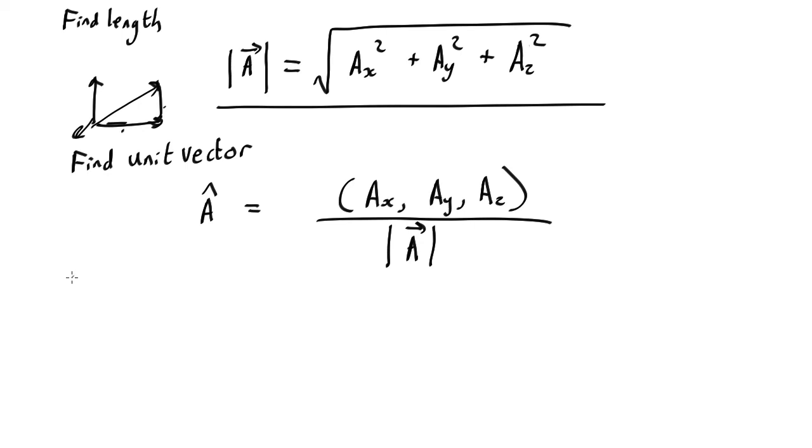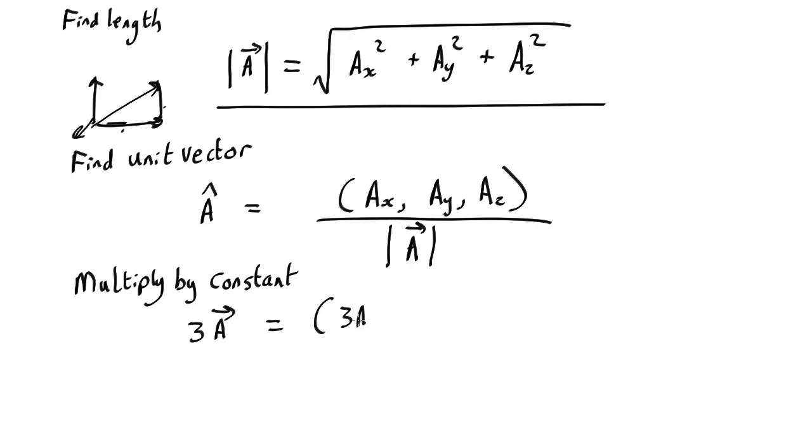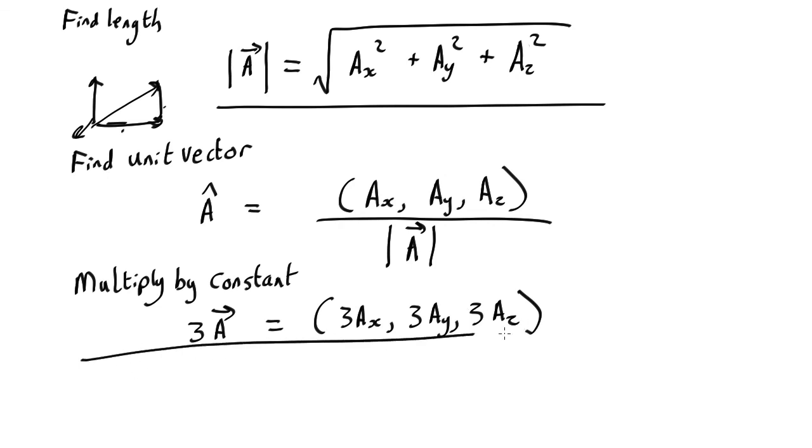You can also multiply vectors by a constant. So for example, 3 times the vector A is just equal to 3 times the x component, 3 times the y component, and 3 times the z component. All pretty easy. And these are the main vector operations we're going to need to calculate electric fields.